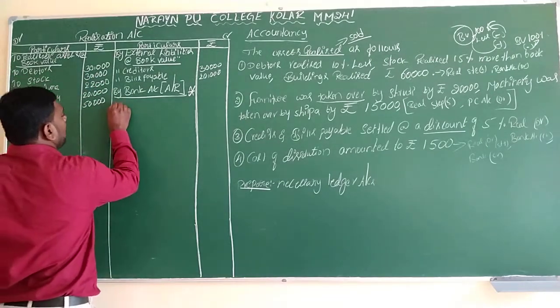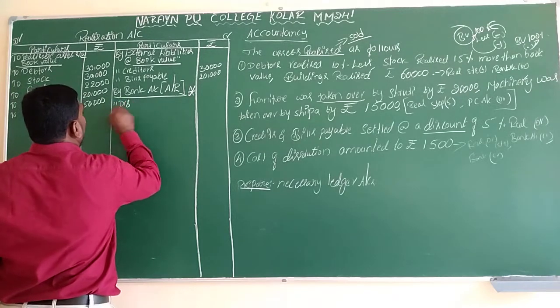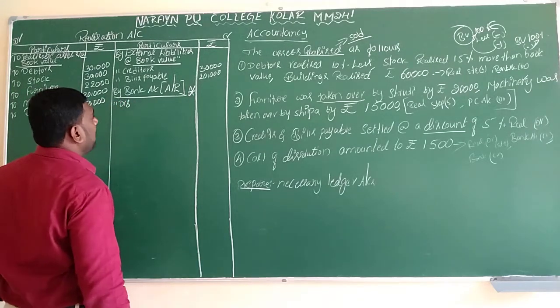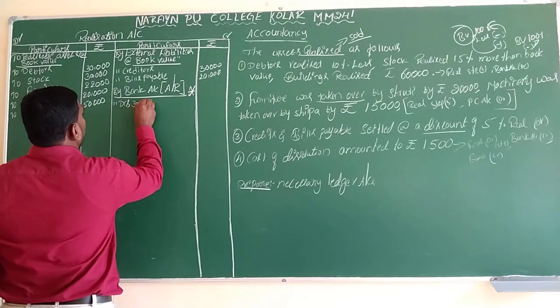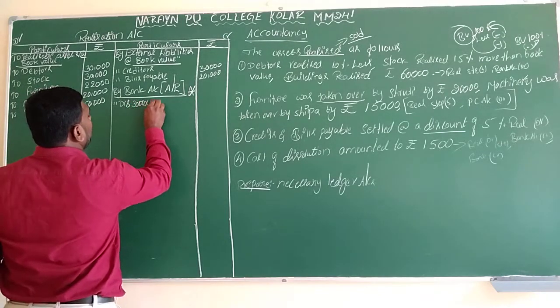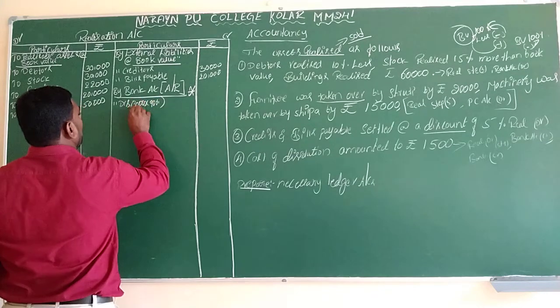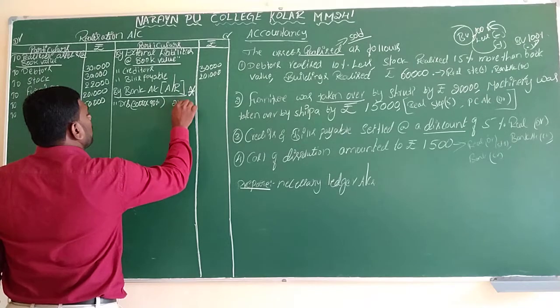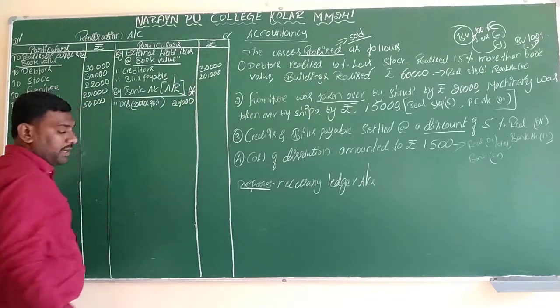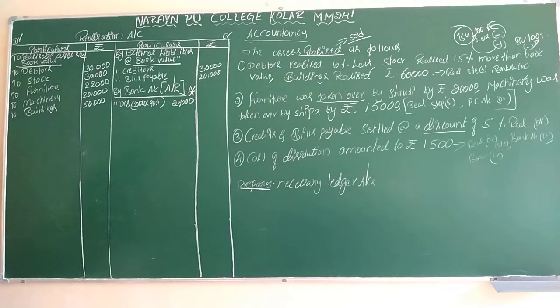So which are the debtors here? First, debtors realized 10% less. The value of debtors given is 30,000. 30,000 into 90%, so 27,000 is the value of debtors we have to write in the inner column.